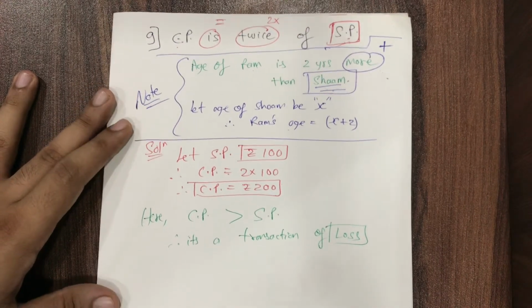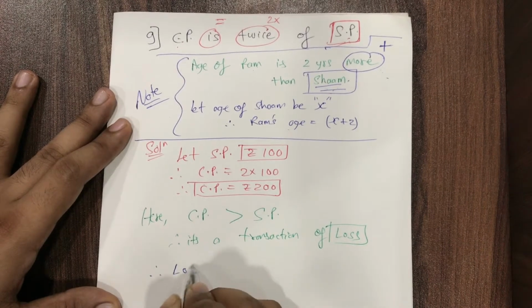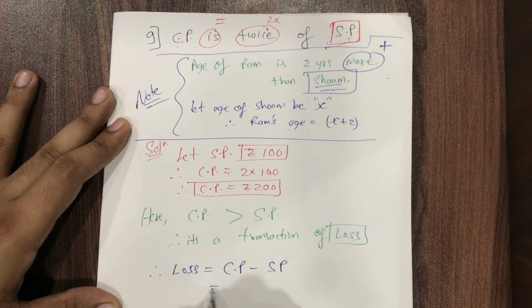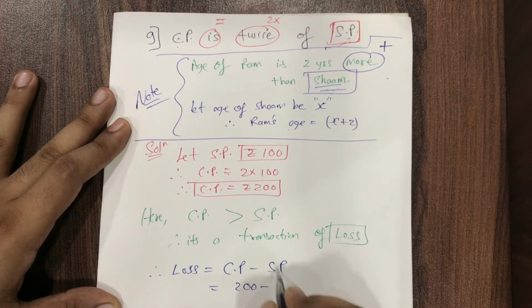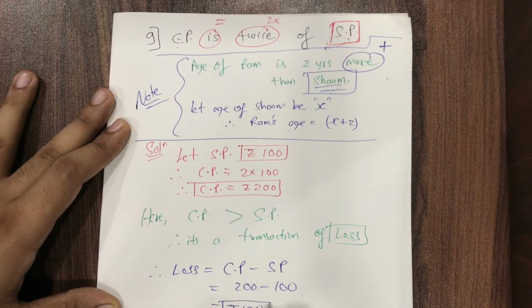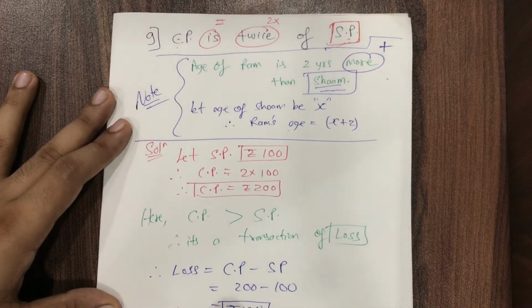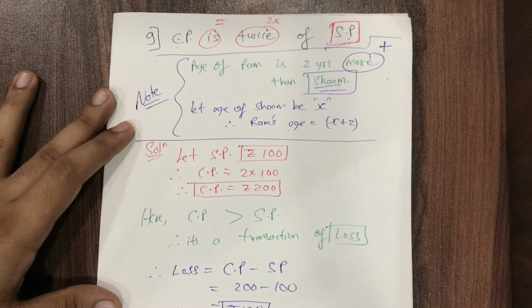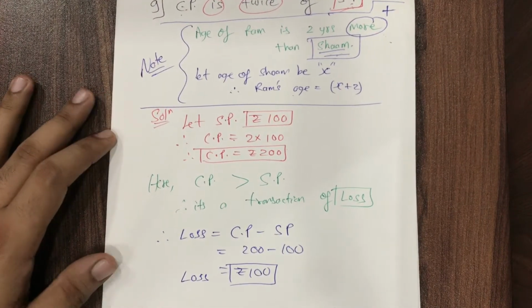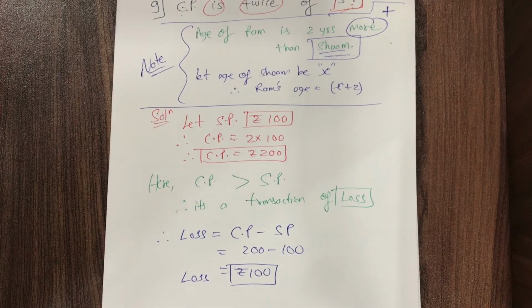Okay, so now let's calculate. Do it fast, don't wait for me. What's the formula for loss? Loss is equal to cost price minus selling price. The cost price is rupees 200, selling price is rupees 100, so it is equal to rupees 100. Yes, this is a loss. Don't forget to put this rupees 100. This is a loss. Okay, students, hope you understood this. Please pause the video and do it fast.